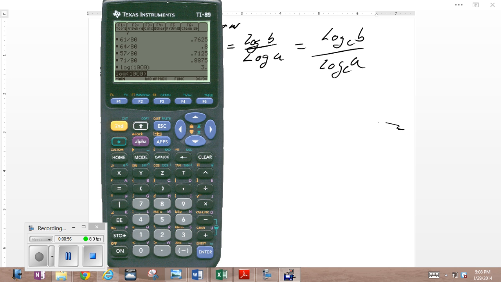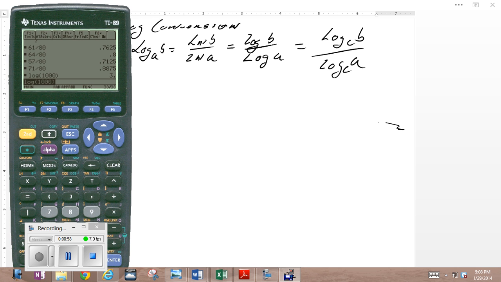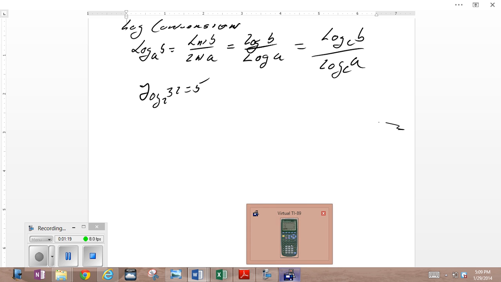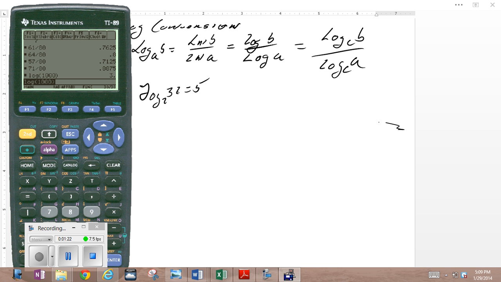Now let's look at the log conversion formula. We addressed a couple of issues like this in class. You know that the log base 2 of 32 is equal to 5 because 2 to the 5th is 32. But your calculator doesn't know that because, as you saw, you do not have log base 2. You have the common log and the natural log.